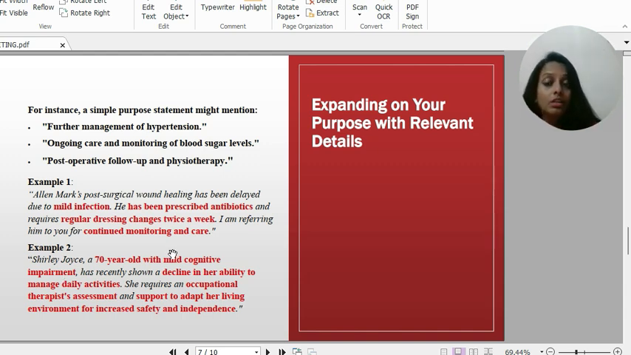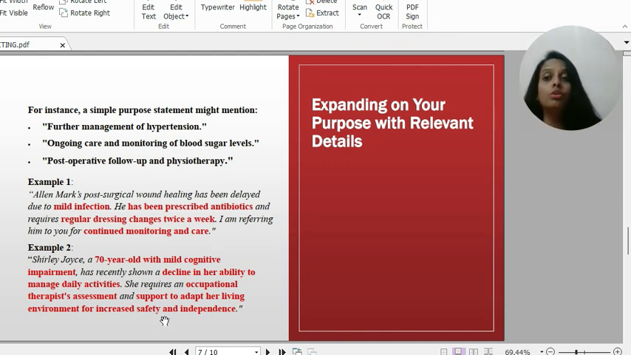And here, the current concern. What is the current concern? Decline in her ability to manage daily activities. So this specifies the reason for the concern and referral. And the next one is action required. What is the next action required? She requires an occupational therapist assessment. So this clearly states the professional input needed, right?